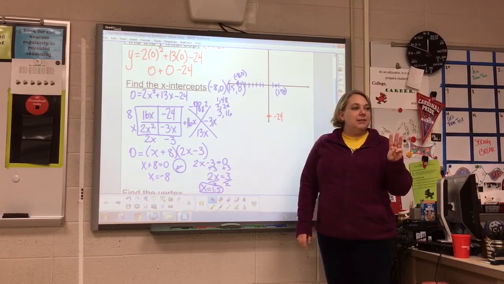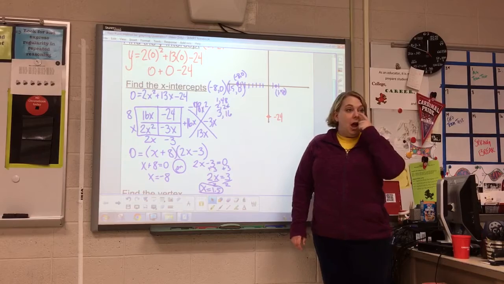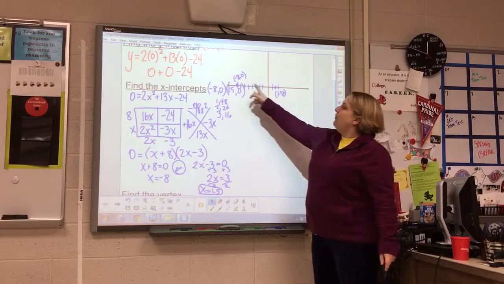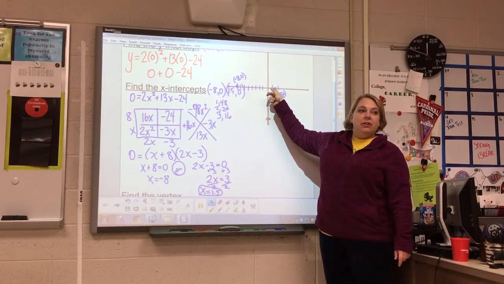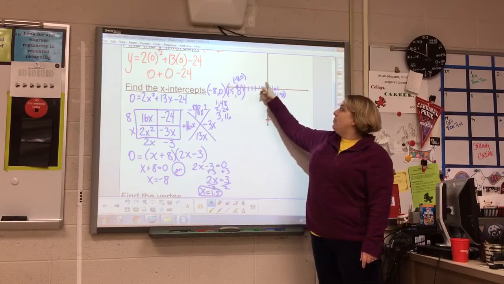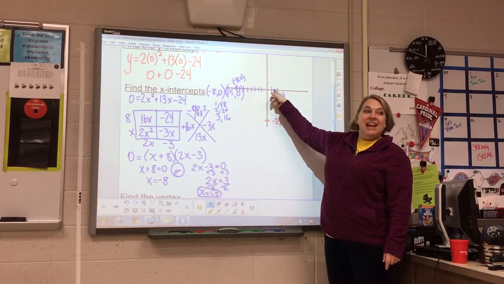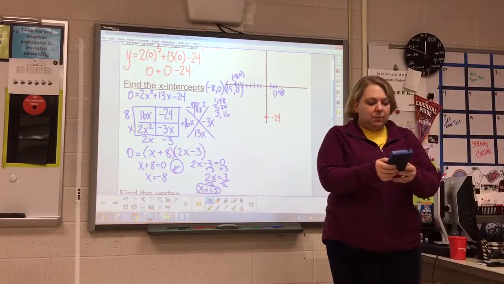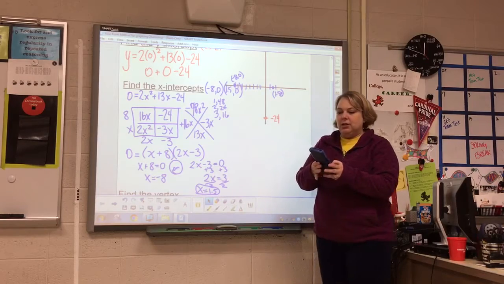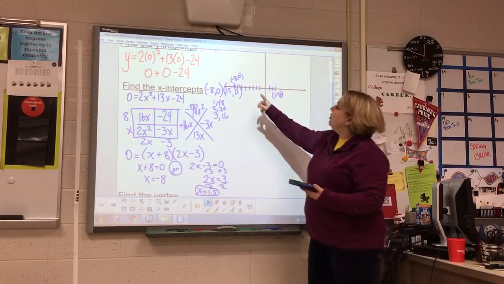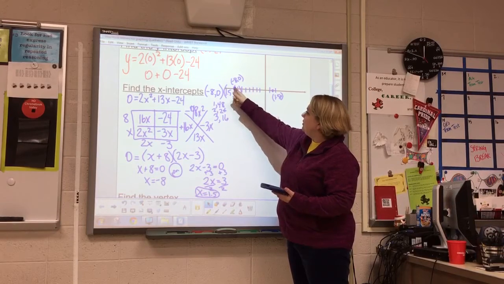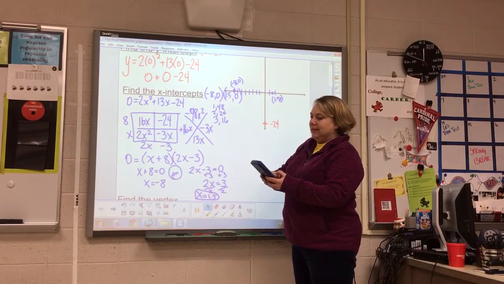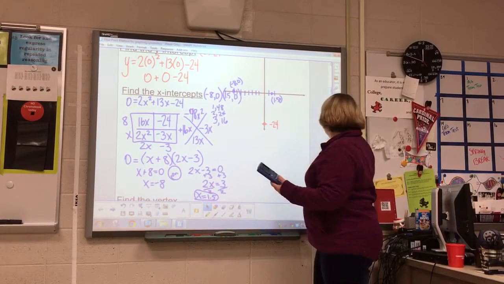What do I know about the vertex? It's exactly in the middle of the 2 x-intercepts. Fantastic. So how far apart are 8 and 1.5? They're 9.5 apart, right? Okay, what's half of 9.5? Let's put it in our calculator if we're not sure. 9.5 divided by 2, I get 4.75. So my vertex is going to be halfway in between, so it's going to be 4.75 away from negative 8. So I'm going to do negative 8 plus 4.75, and I get negative 3.25.